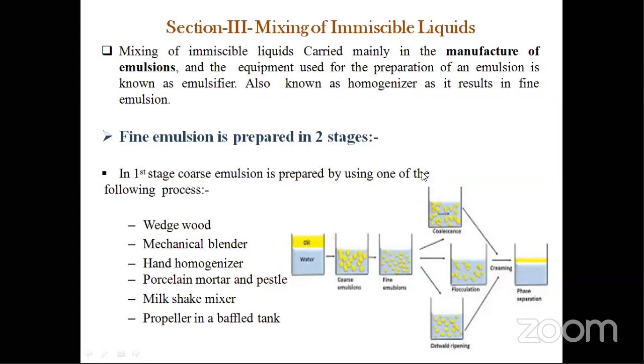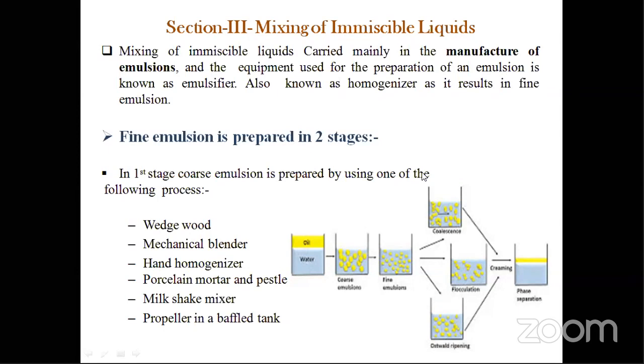We also use the hand homogenizer, which is easy to handle, and with it you can easily get the coarse emulsions. Another is the usual porcelain pestle and mortar, with which we start our mixing process. By this pestle and mortar, we do random mixing, and we can get the coarse emulsions in this process.